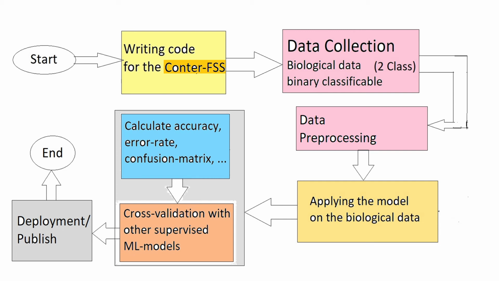I validate the biological data, calculate accuracy, error rate, confusion matrix. After that, I cross-validate my model with other models which can be used for classification and regression, like machine learning models. Finally, I publish my model in scientific journals and my M.Tech thesis, and that will be the end of my project.